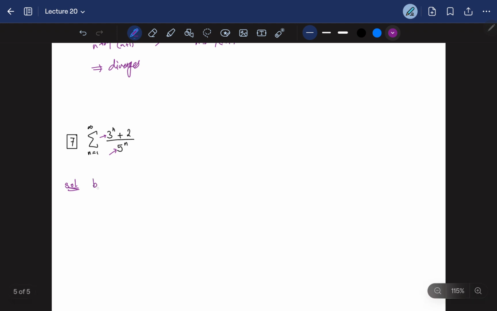So now, if I take my b of n to be (3 over 5) all to the n, this series here is a geometric series. Now, since it's a geometric series and r is 3 over 5, that's less than 1, then it converges. Okay, now I'm going to use the limit comparison test here. So if that's my b of n, my a of n is the original thing. And then we're going to take the limit of a n over b n as n goes to infinity.